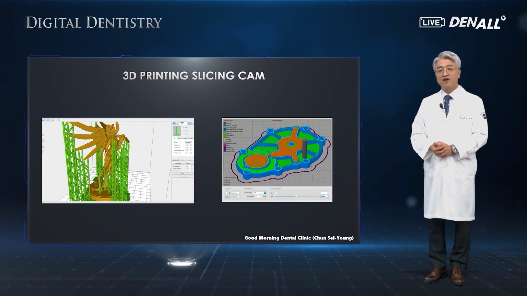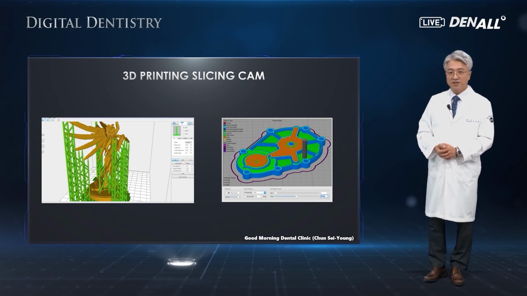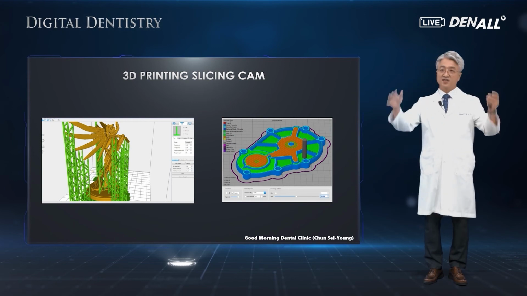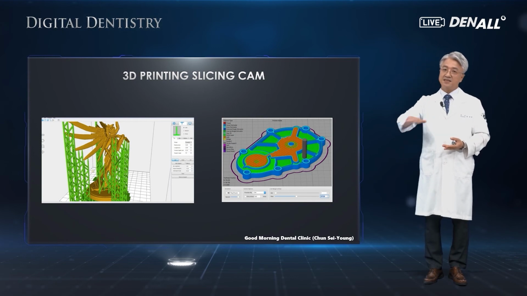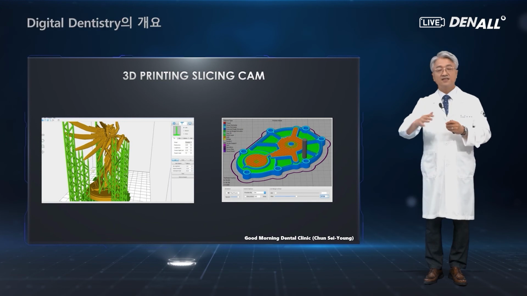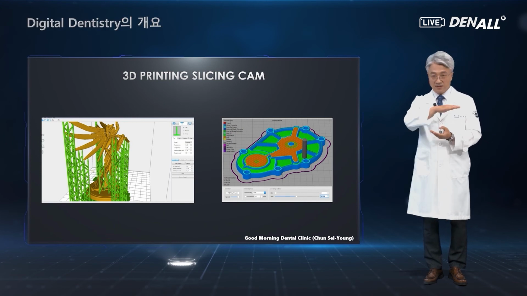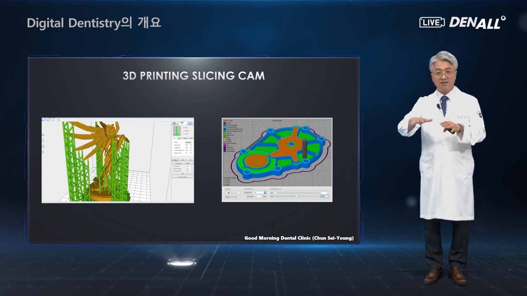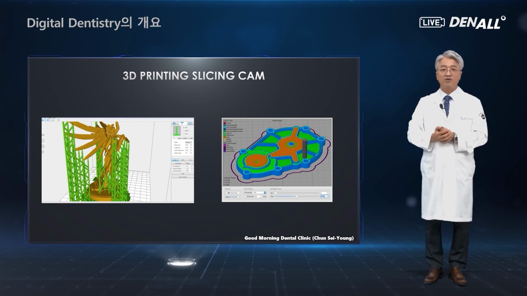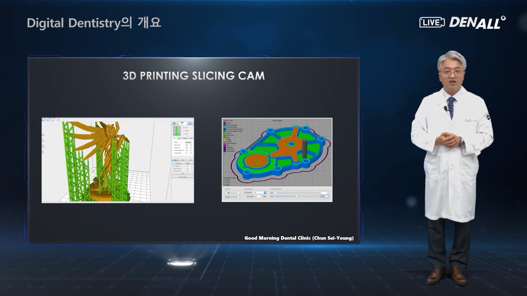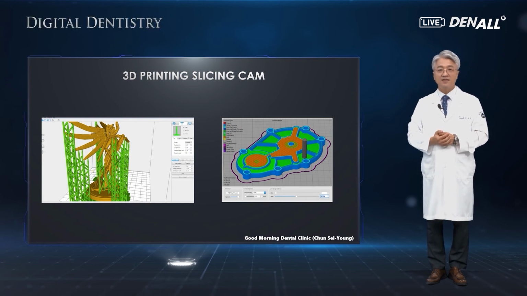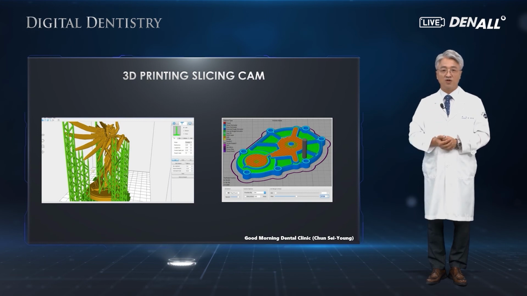Next, 3D printers. CAM software for 3D printers is cutting the 3D images layer by layer for printing, and sliced data is delivered to the printer. Therefore, the name is slicing software. To manage such data, CAM for 3D printing, the slicing software is used.